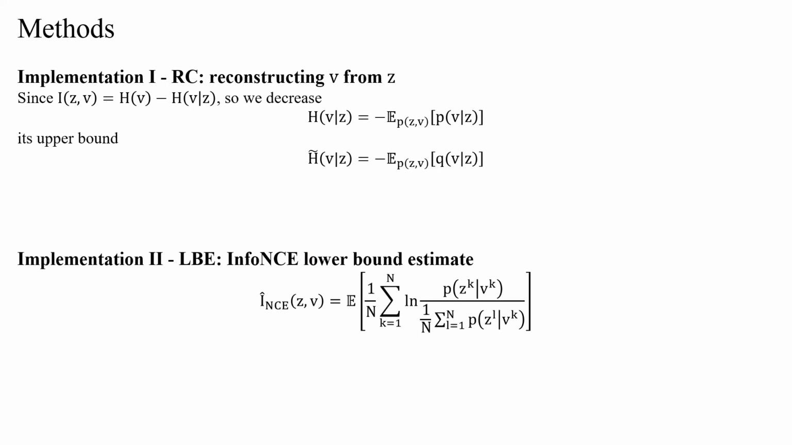To this end, we consider two implementations to achieve it. The first one is to reconstruct the input from the representations. This is more intuitive and performs better. The second one is to use the InfoNCE lower bound estimate. This only needs the representation level calculation and has broad applicability.